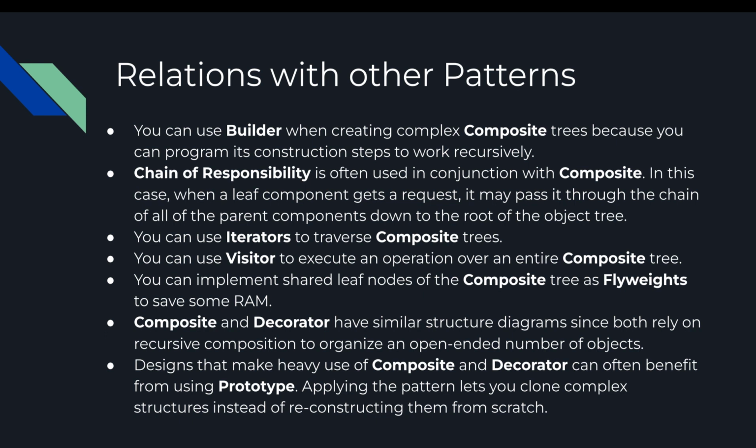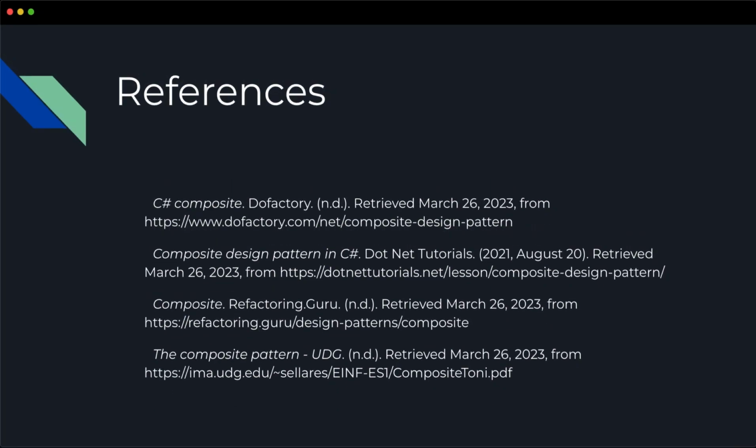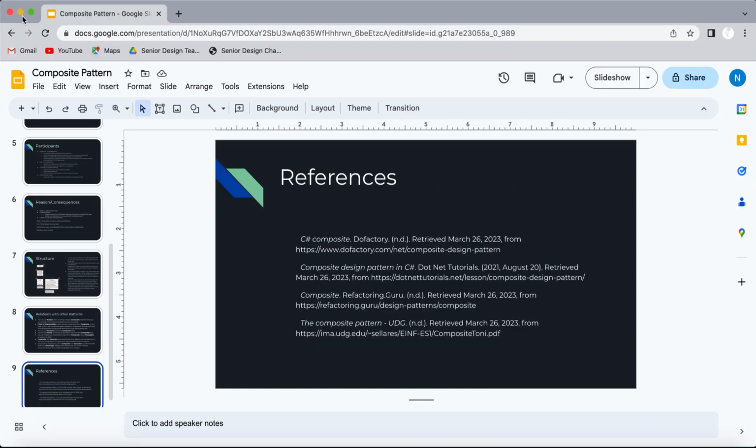Composite and decorator have similar structure diagrams since both rely on recursive composition to organize an open-ended number of objects, and designs that make heavy use of composite and decorator can often benefit from using prototype. Applying the pattern lets you clone complex structures instead of reconstructing them from scratch. These are my references, and now I'm going to do the demo.